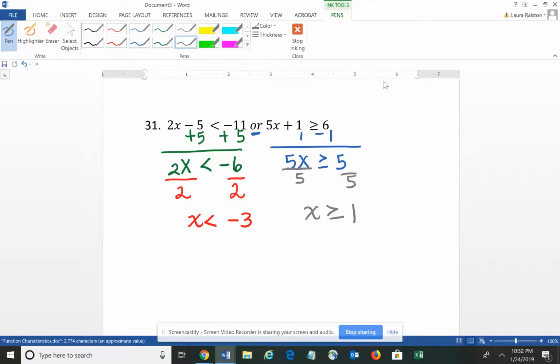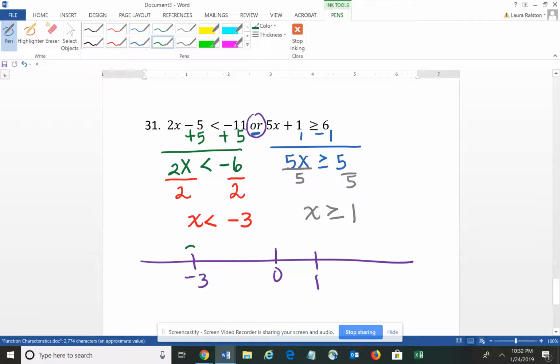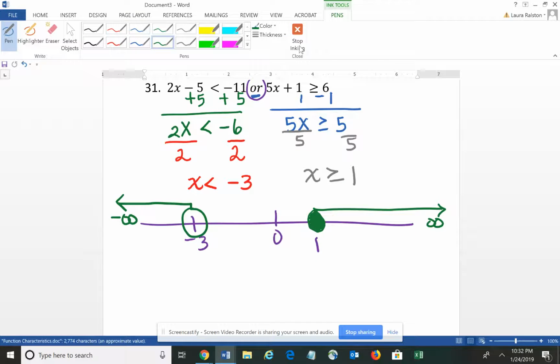Now when you graph this, you graph both solutions on the same number line because of the or. Okay, so if I graph x is less than negative 3, the negative 3 is not included, so we have an open dot. Less than is to the left, which implies it goes on to negative infinity. Then we have x is greater than or equal to positive 1. The 1 could be included because it's greater than or equal to, so the dot is colored in, and greater than is to the right, which again implies it goes on forever and ever. So here you have two separate pieces.